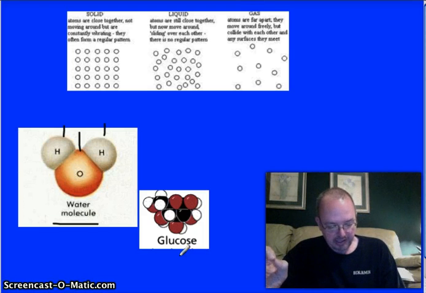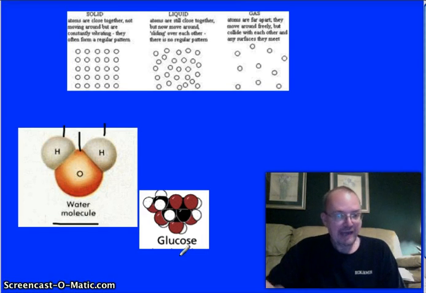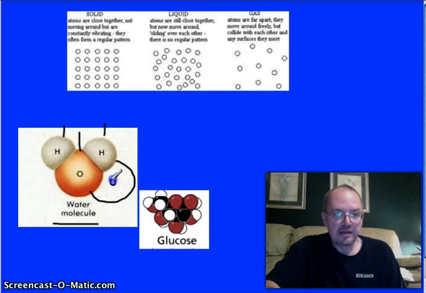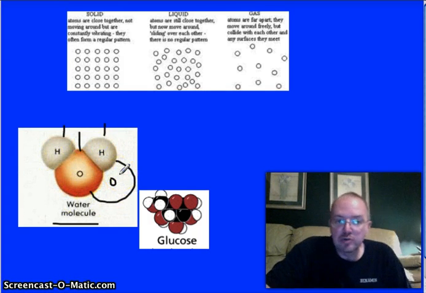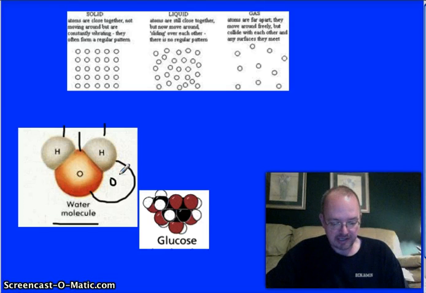Now, if you add more atoms, it's a different substance. Let's say you had another oxygen here. Then this is no longer water. It's actually H2O2, which is hydrogen peroxide.